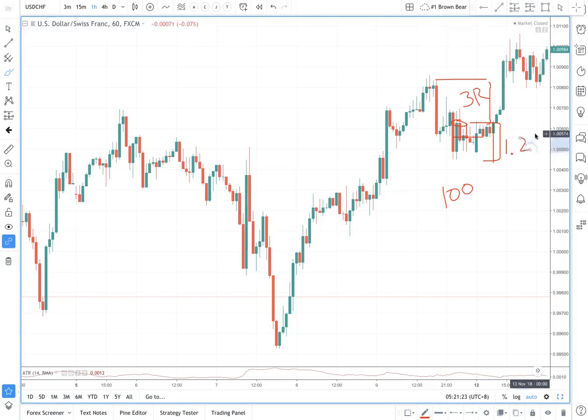Which means 120% of your risk. You're looking to make approximately $120. But here, you're risking $100, but you can make $300. Same trade, the greed kicks in, stop losses are smaller, and so on and so forth.